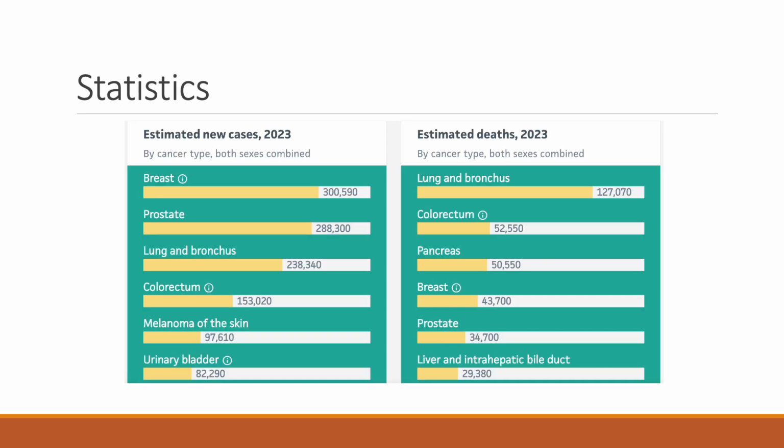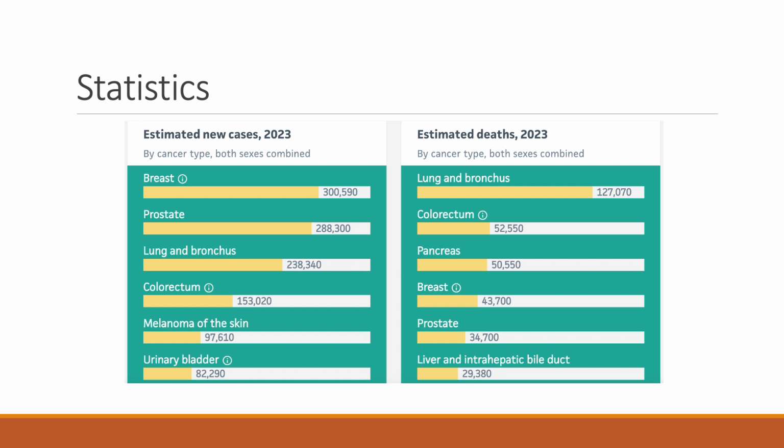This is a slide that just depicts the number of estimated new cases and the estimated number of deaths of the different types of cancer. This is based in the United States. This comes from the American Cancer Association. This is men and women combined. There are a few differences between men and women.